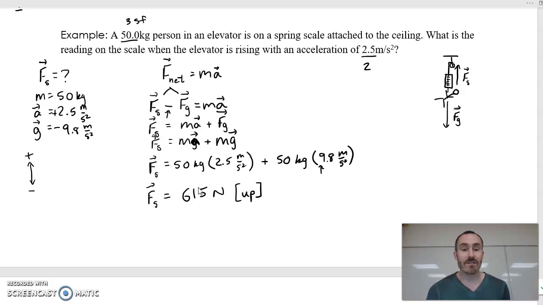This has 2 sig figs. And so our answer should be rounded to 2 sig figs. And so that gives us a spring force of 620 newtons up. And that would be including significant figures. Okay, you don't have to put significant figures in brackets all the time, but for the sake of the notes here, I think that I wanted to put that in for clarity.